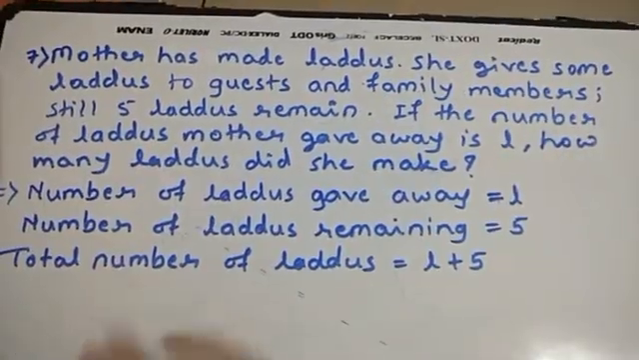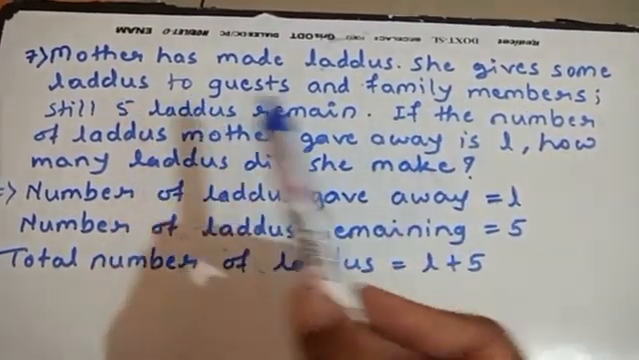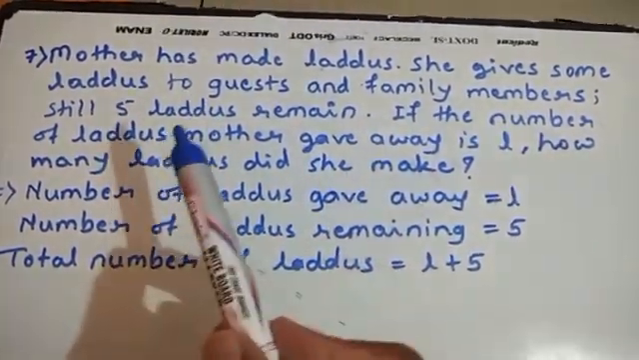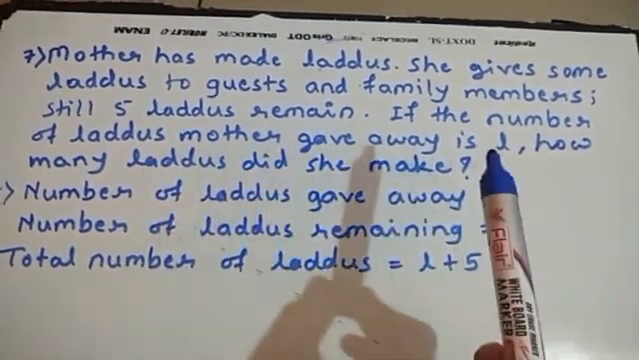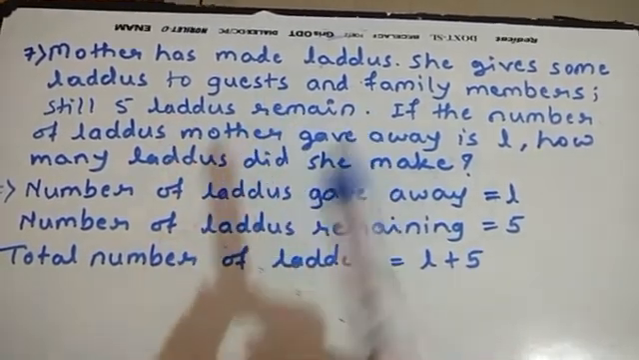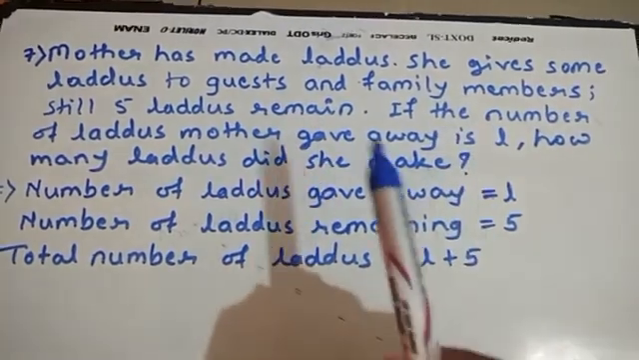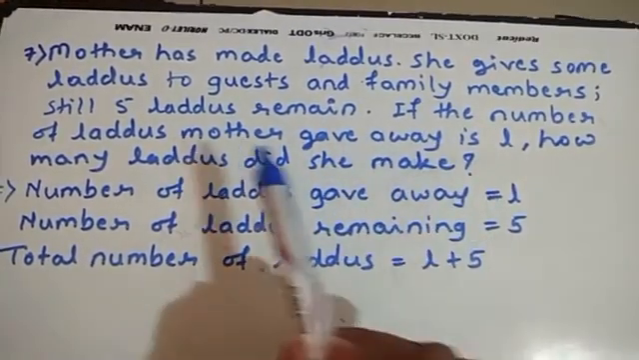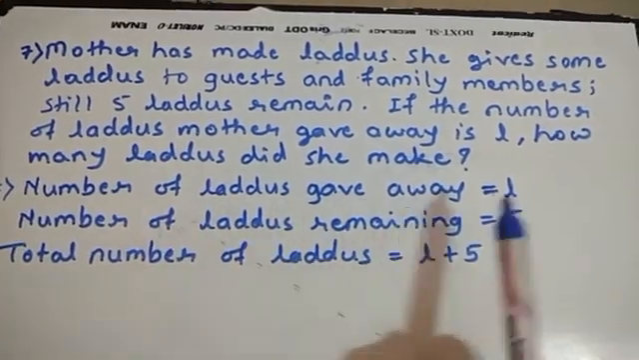See one more question here. Mother has made laddus. She gives some laddus to guests and family members. Still 5 laddus remain. If the number of laddus mother gave away is L, how many laddus did she make? Now here, how many laddus in total there are, that we don't know. The laddus given to guests and family members, it is given that the number of laddus mother gave away is L. Okay, therefore the number of laddus given away is equal to L.